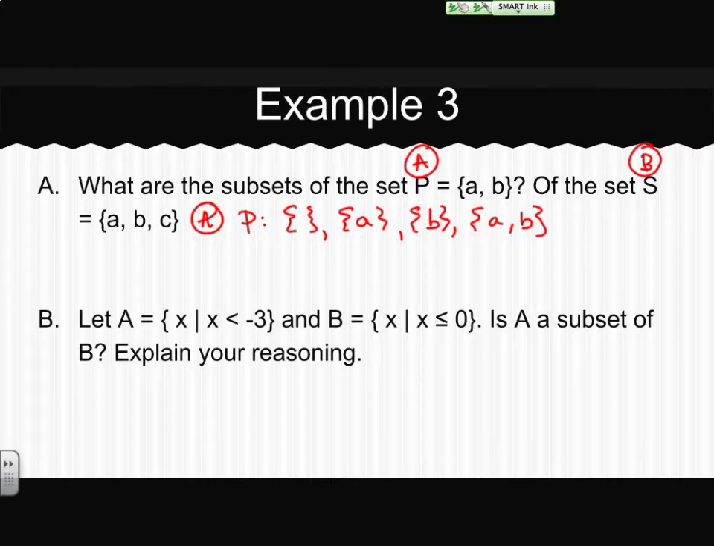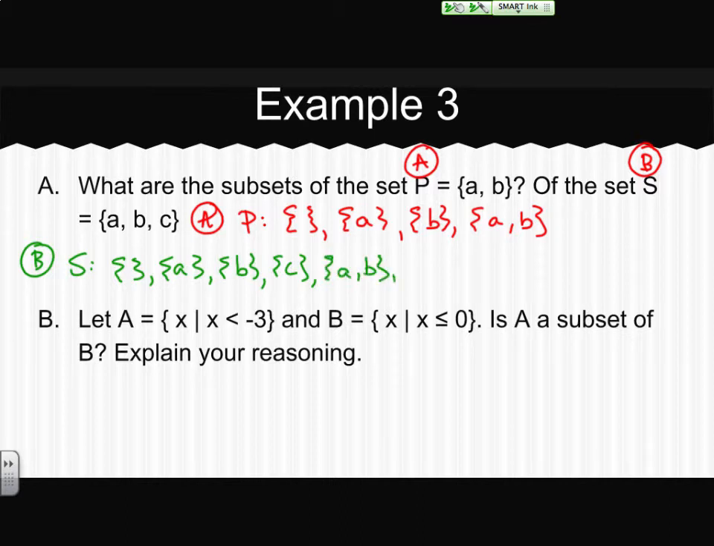Now, the subsets of S, because there are 3 elements, could be, again, the empty set. It could just be A. It could just be B. It could just be C. It could be A and B. It could be A and C. It could be B and C. Or it could be A, B, and C. Notice those are all the different possibilities of arranging the letters.